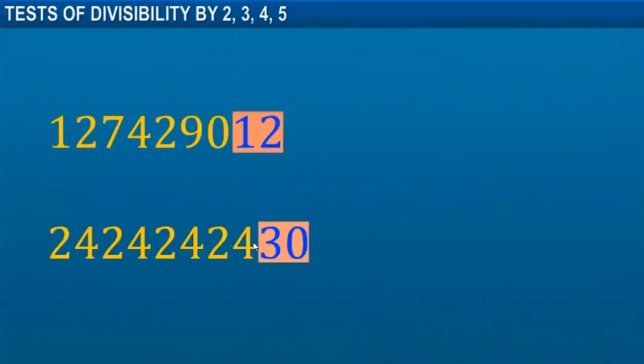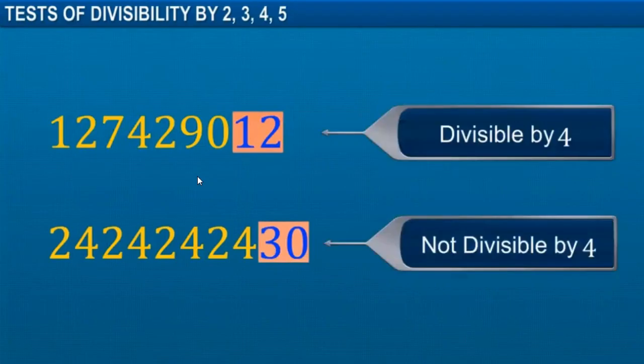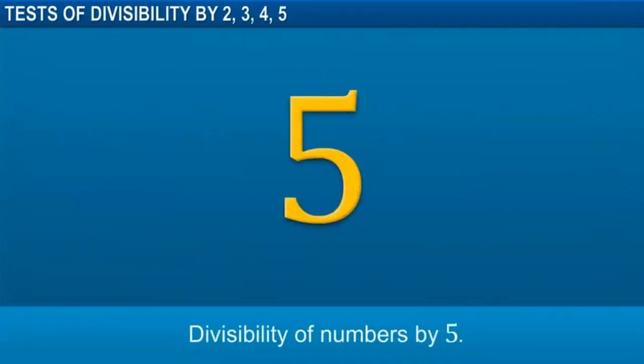You can just write down these two numbers. Write these two numbers and just circle 12, and similarly circle 30 here. Let us move on to the divisibility test. I think now you have understood the divisibility of 4. The divisibility of 4 is now clear.